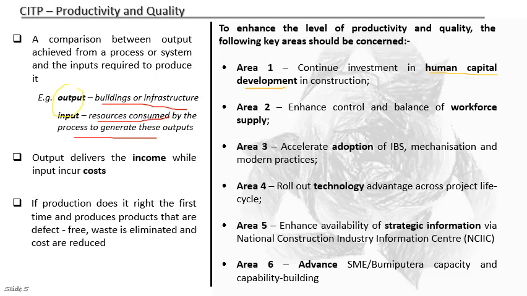And the last area, we are talking about advancing SME material capacity and capability building. The issue here is that we have a lot of SMEs in Malaysia, for example, contractors only. SME contractors are from G1 to G5. 90% of contractors in Malaysia are SMEs. Not many are from G6 or G7.